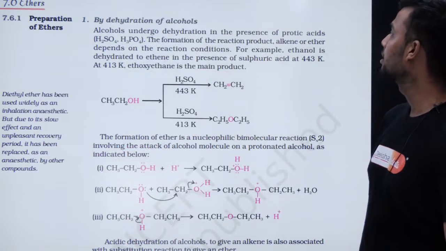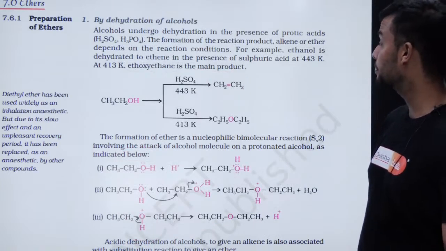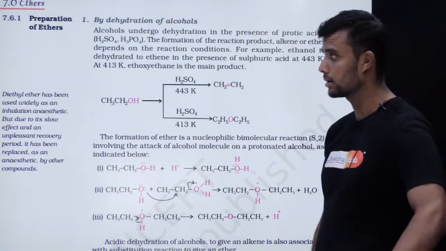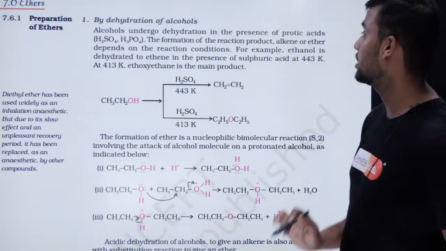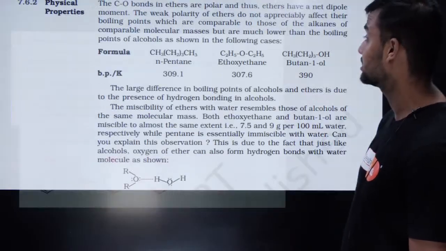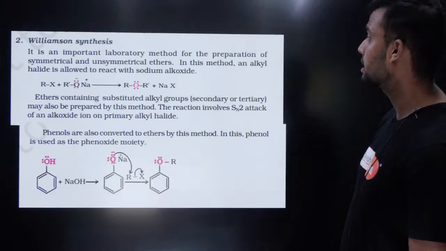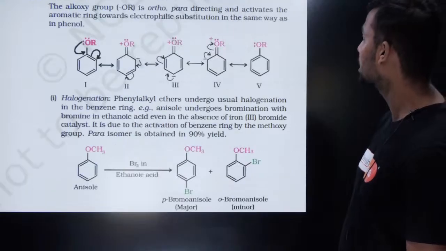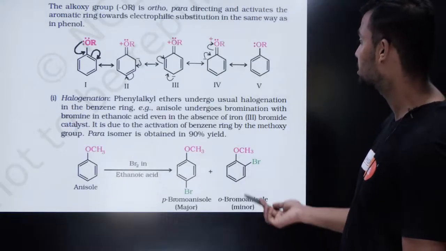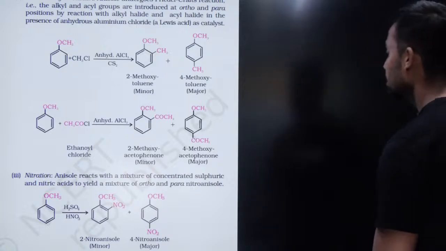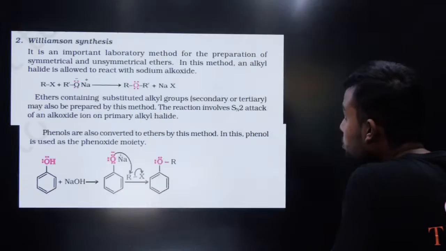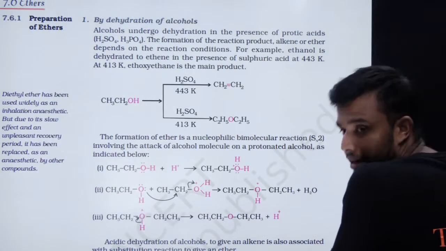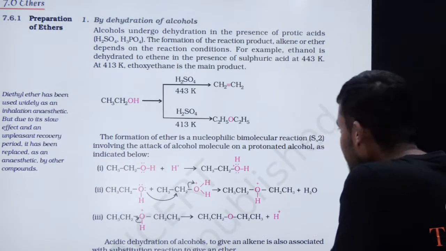Then after that, by dehydration of alcohol, now ethers are coming. Now the entire alcohol and phenol is done. Now the ethers topic: synthesis of ether, then physical properties, chemical reactions. After that, electrophilic substitution. Nucleophilic substitution does not happen here, only electrophilic. Then after that, done. Students, we are at almost the end of the class.